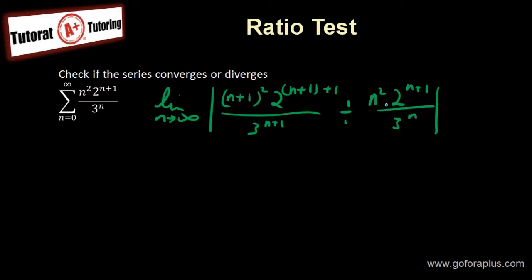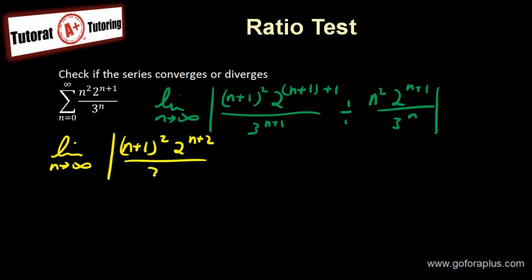Now, if you have something like this, dividing a fraction means multiplying by the inverse, right? So let me rewrite everything here. Limit as n approaches infinity, absolute value, (n plus 1) squared, 2 to the power of n plus 2 over 3 to the power of n plus 1, multiplied by 3 to the power of n over n squared, 2 to the power of n plus 1.